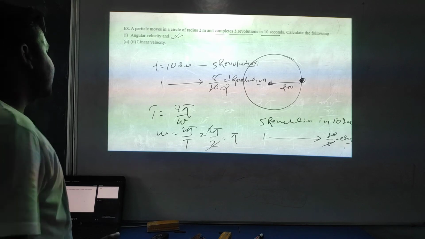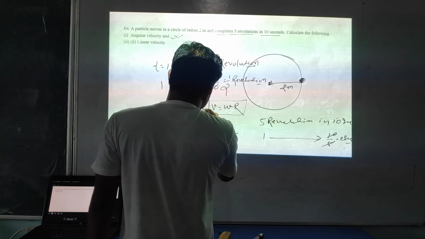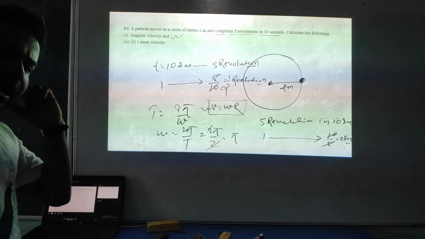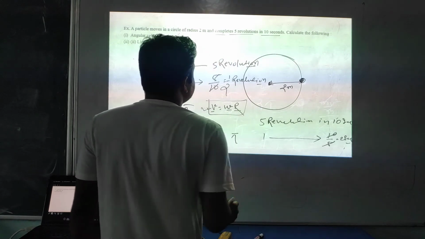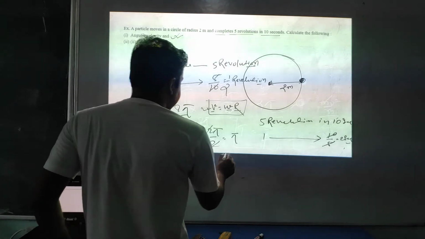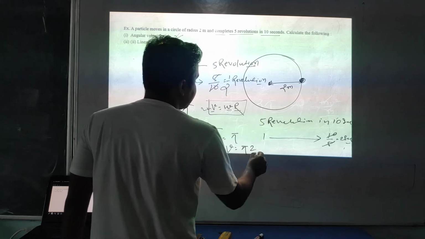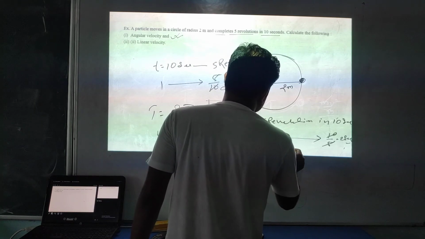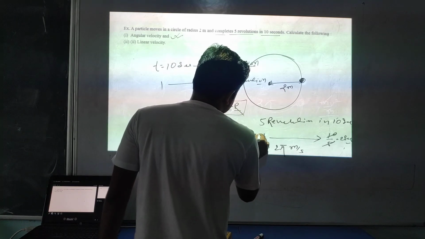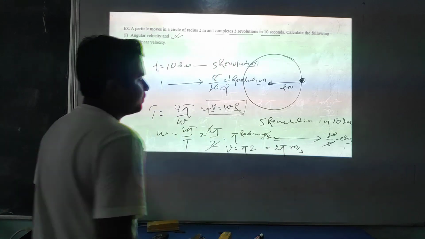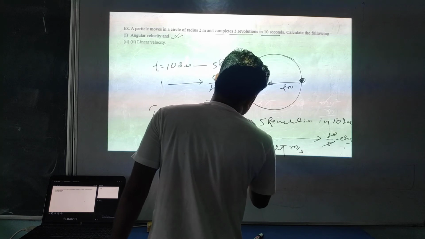Linear velocity. Student, there is one relation: V equals omega r. Learn this relation. V equals omega r means the linear velocity is equal to the angular velocity times the radius of that circle. So now V equals omega, which is pi, times r, which is 2. So you get 2 pi meter per second. And here pi is in radian per second, or in short you can write rad per second.